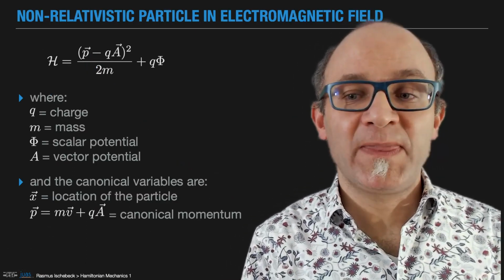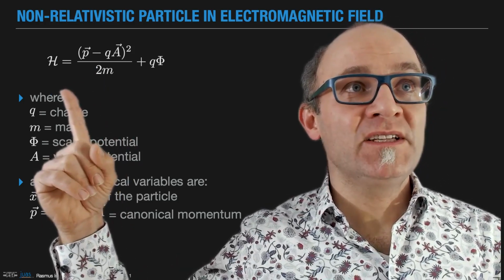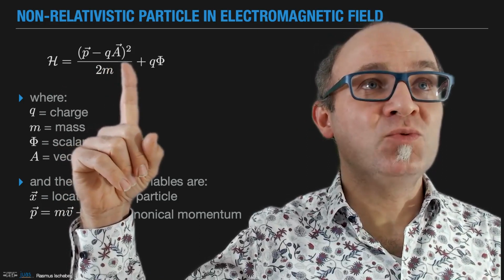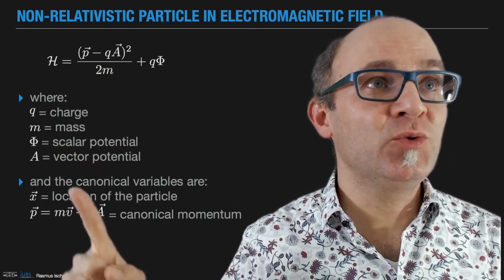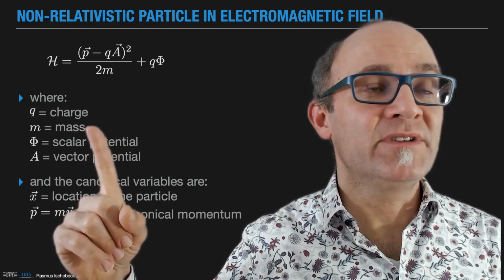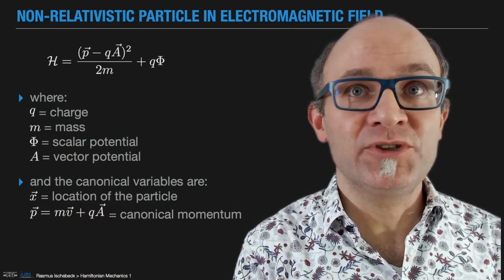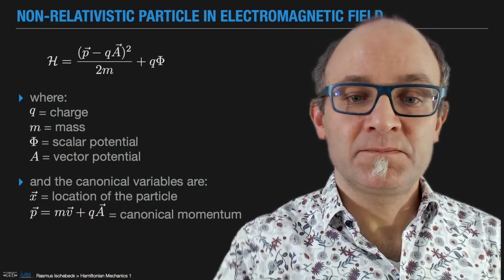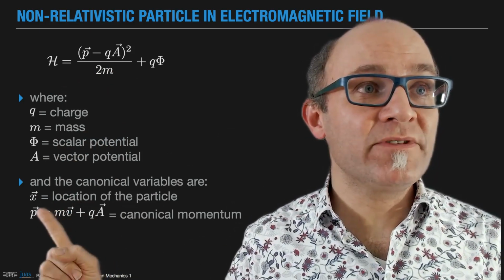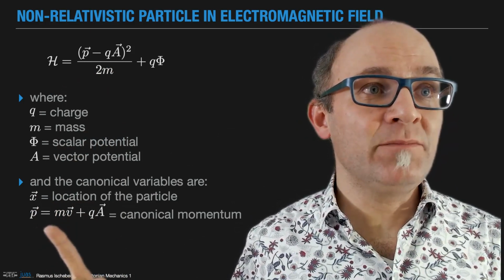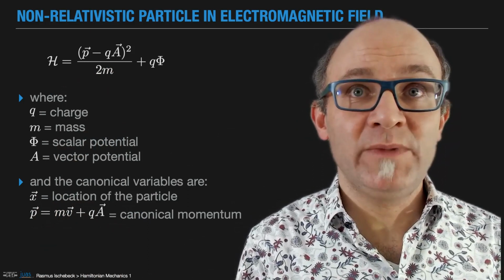Let's next look at electromagnetic fields. Here we have the Hamiltonian given by (P − QA)² over 2m plus Q times phi, where Q is the charge of the particle, m is the mass, phi and A are the scalar and vector potentials respectively. The canonical variables now are x, the location of the particle, and P, which is m times v plus Q times A. Now this is the canonical momentum.